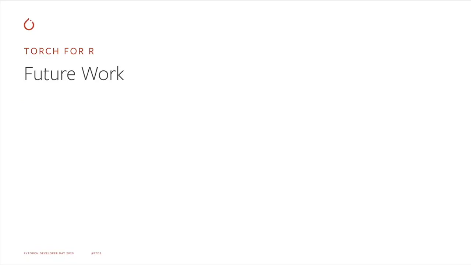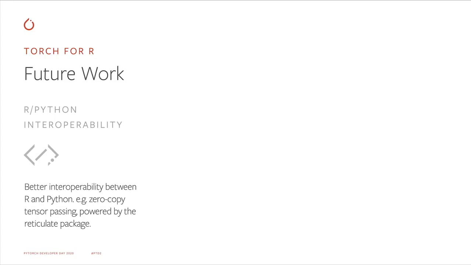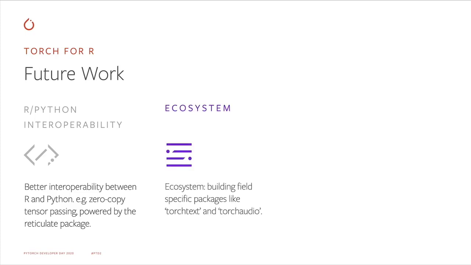Torch for R is still in early development, and we still have a lot of future work. First, it would be great to have better interop with PyTorch. For example, we could make 0 copies when transferring Torch tensors to PyTorch and vice versa. Next, we need to build a larger ecosystem with problem-specific packages like torchaudio, torchtext, and torch probability.